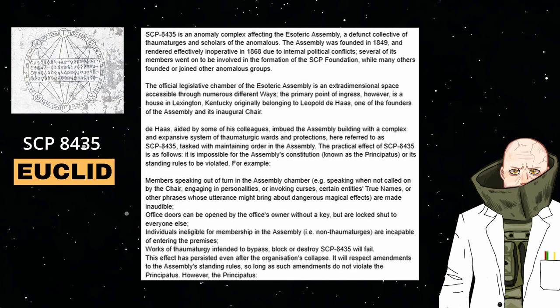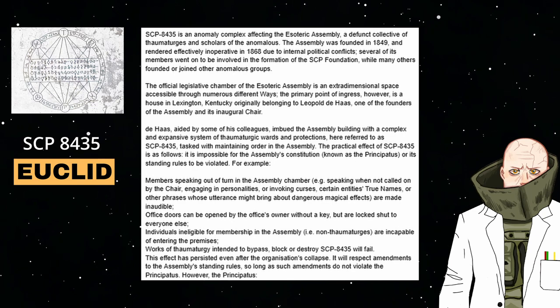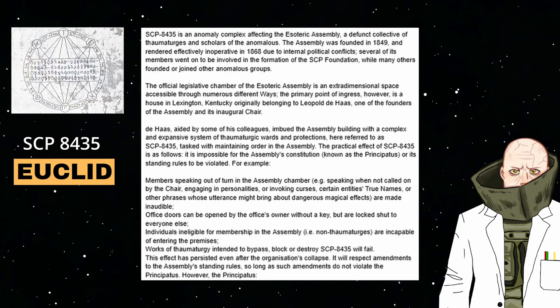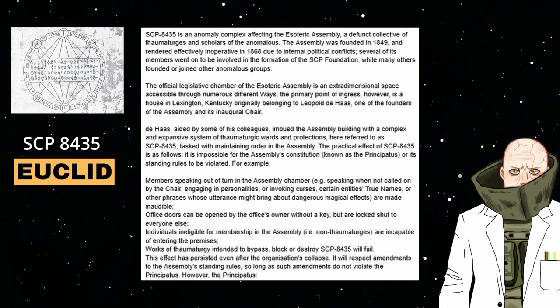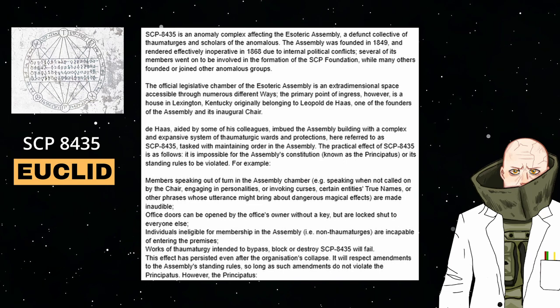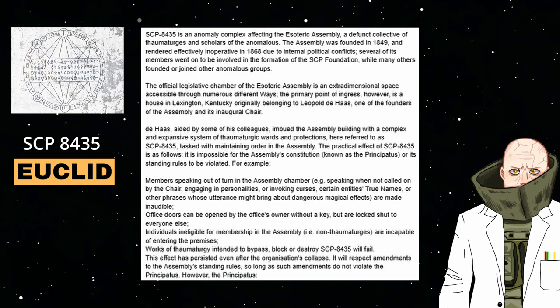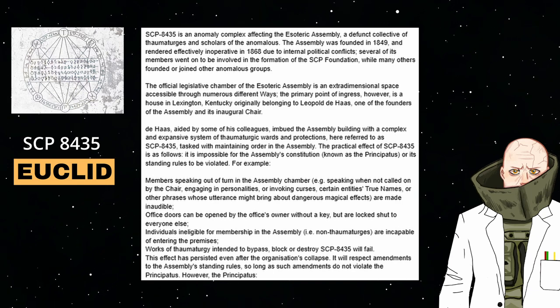SCP-8435 is an anomaly complex affecting the Esoteric Assembly, a defunct collective of thaumaturges and scholars of the anomalous. The Assembly was founded in 1849 and rendered effectively inoperative in 1868 due to internal political conflicts. Several of its members went on to be involved in the formation of the SCP Foundation, while many others founded or joined other anomalous groups.